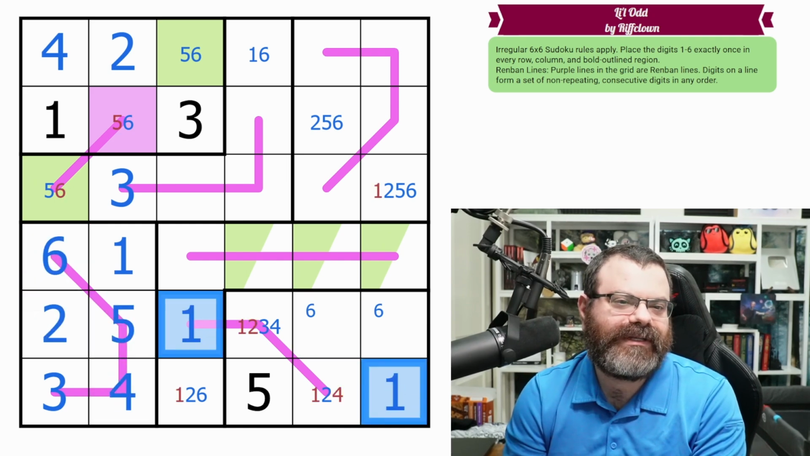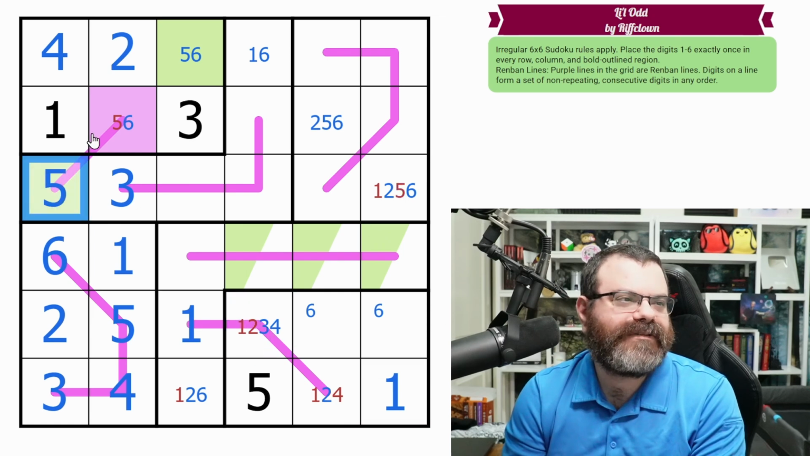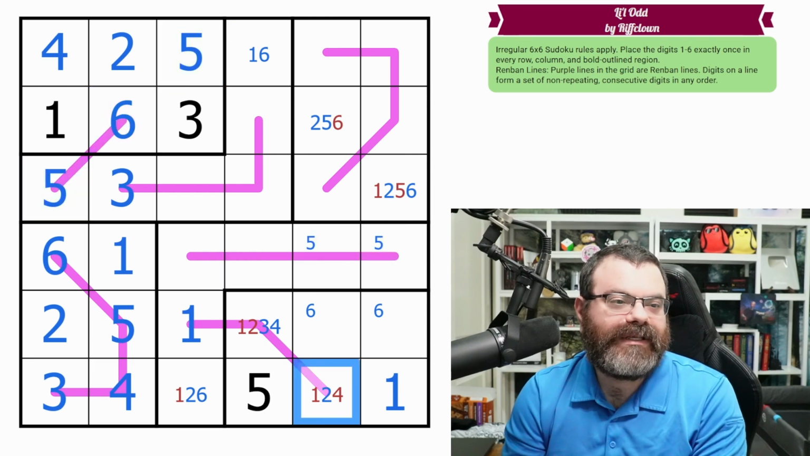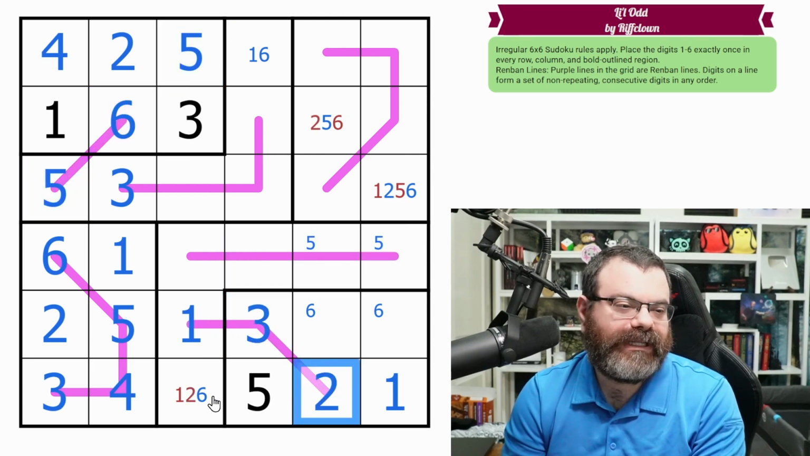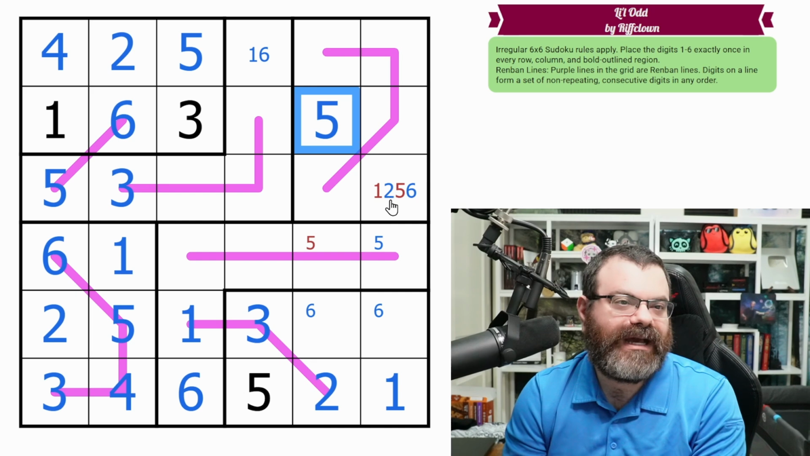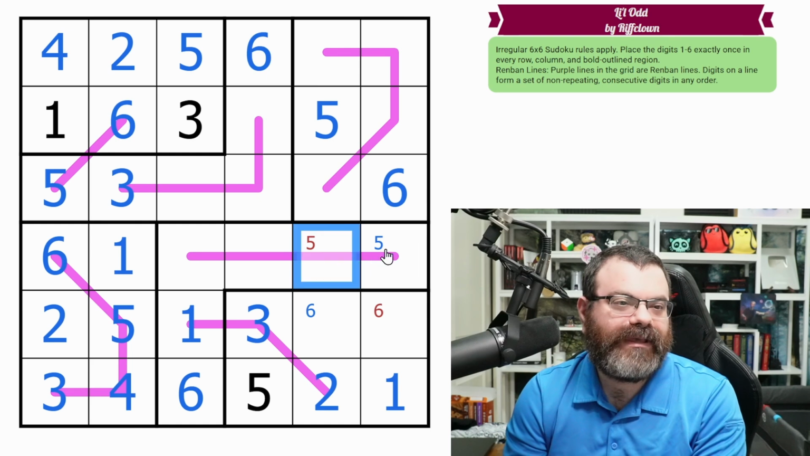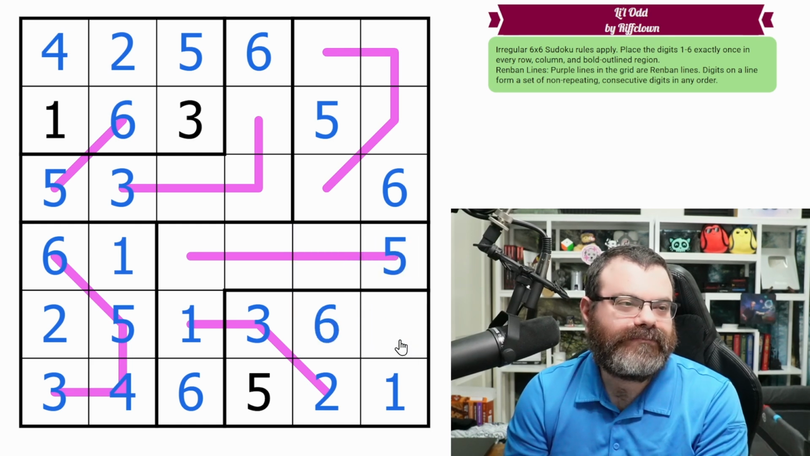Now this is 1. We don't need to color it. Oh, and now we know this is 5, 6, 5. Putting a 5 somewhere over here. We don't need the green and purple anymore. Okay. This is 2, this is 3 for the 1, 2, 3. This is 6. We get the 5. 5 is forced to go with 6 here. And then 5 is forced to go with 6 here. Okay. That's 5, that's 6.